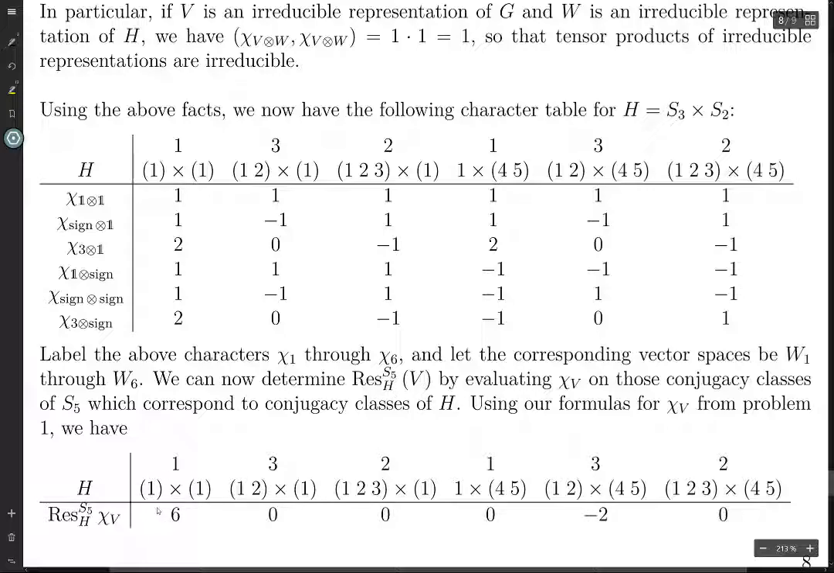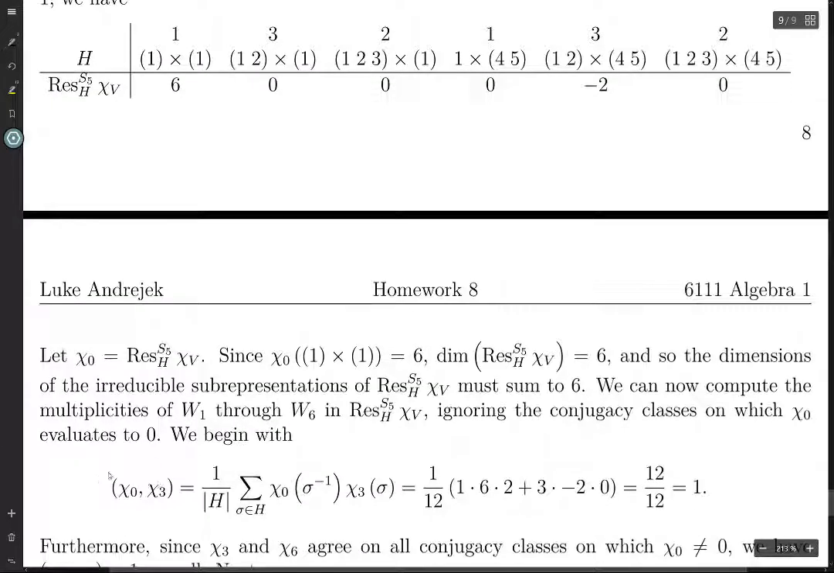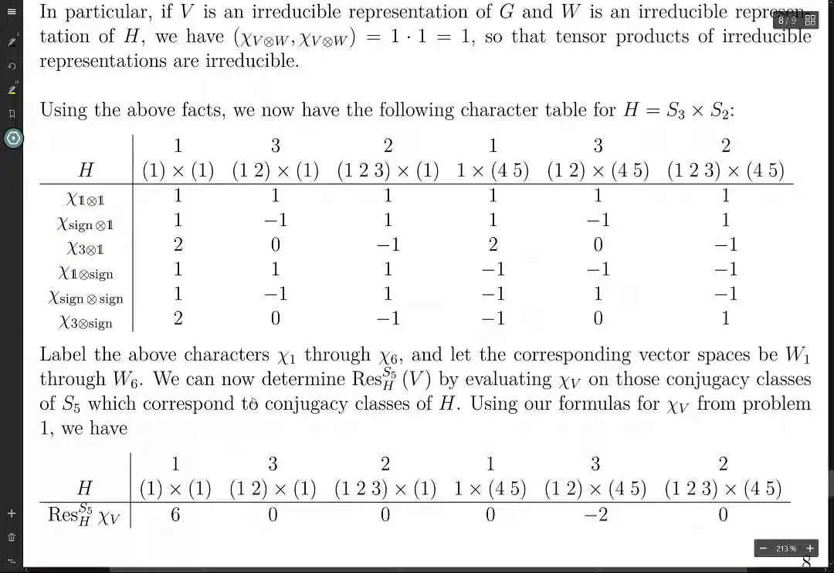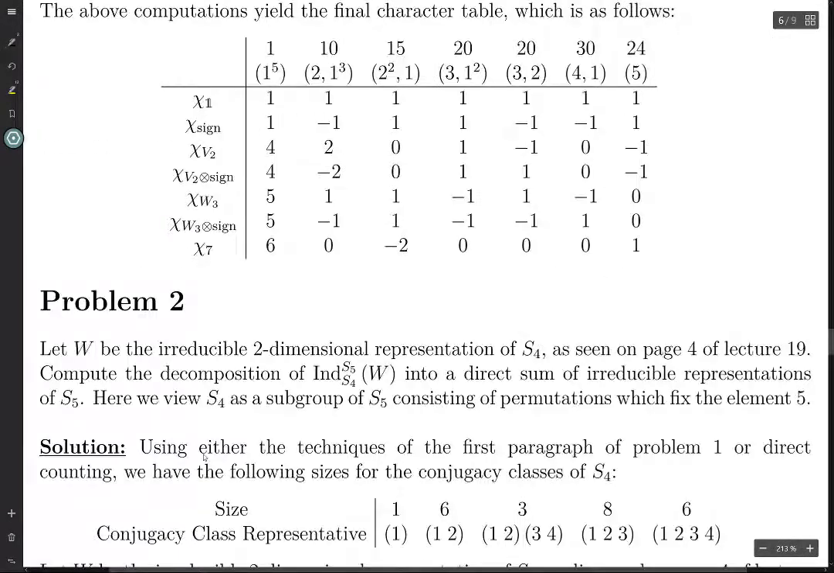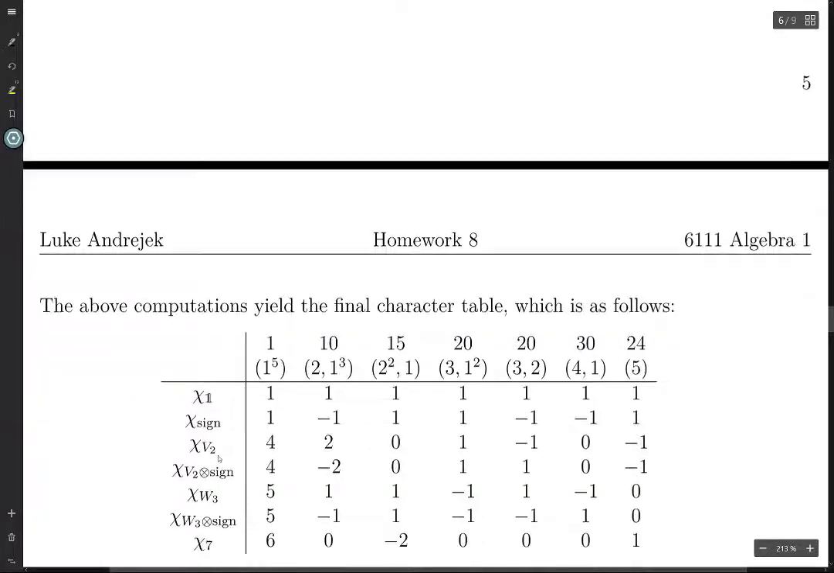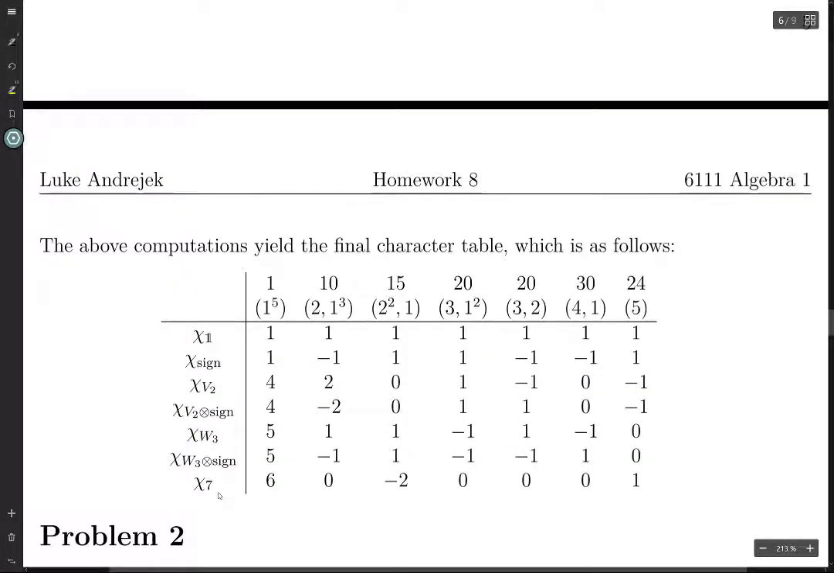So let's see here. If you look at the character table for S5, does it? No, I don't go through and show it here. Yeah, let me scroll up way back to the beginning of this exercise set. Okay, so here, this is where it's coming from. It's coming from this, which I called chi7 in this problem. It's 6, 0, negative 2, 0, 0, 0, 1.